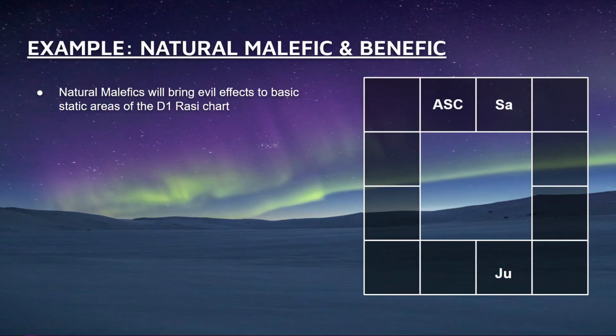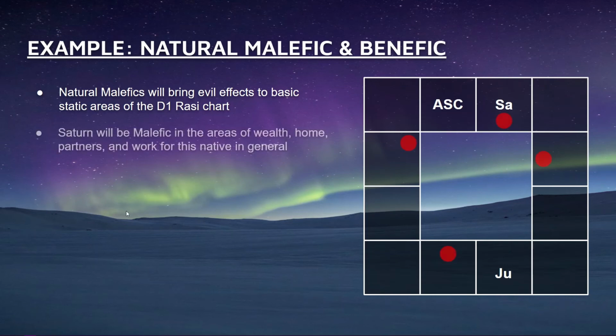Okay, so let's look at how we apply this. I have an example of Saturn as the malefic and Jupiter as the benefic. This is a static D1 Rashi chart. We're looking at this and we go, okay, well, we know right off the bat that Saturn's going to slow down the house of wealth and Jupiter's going to promote relationships. But we've got to look at all the aspects, so let's take a look.